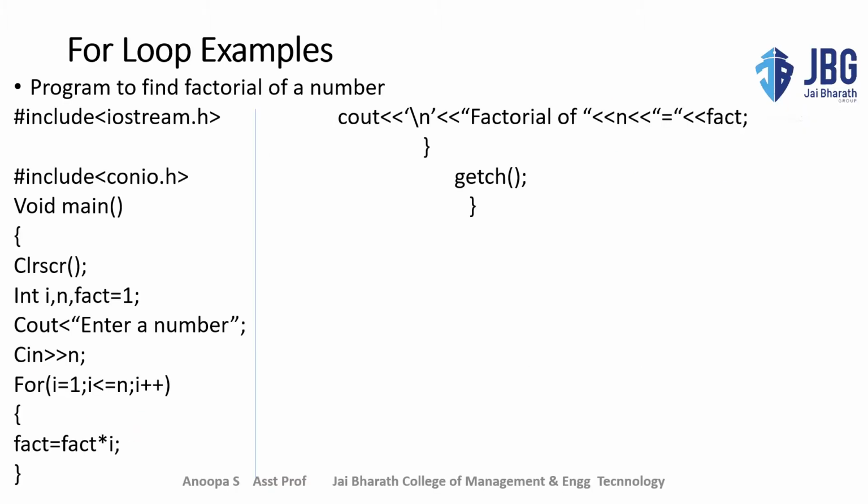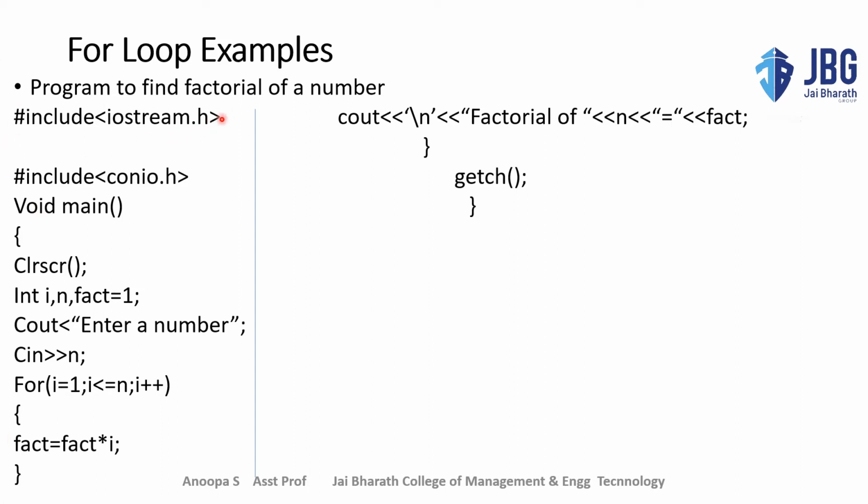So the first example for for loop is to find the factorial of a number. I think all of you know what a factorial is. The factorial of a number is the product of numbers from 1 to that particular number. So if we want to find the factorial of 4, we have to take the product 1 into 2 into 3 into 4. So let us check the program.